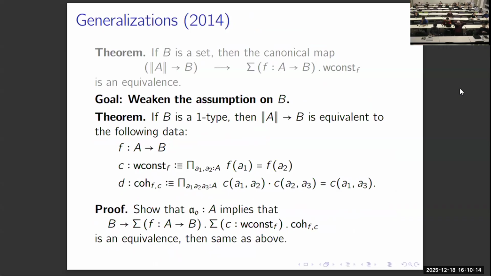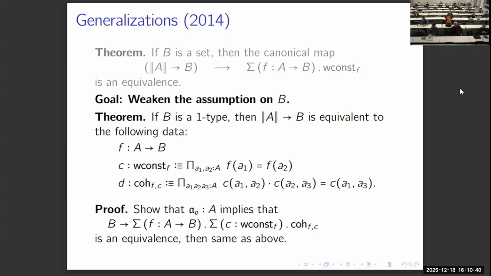Okay. Right. So then after doing this, I had found something which kept me awake at night. So I started thinking about how can I formalize this? Well, how can I generalize this statement? Because I don't want to assume that B is a set.